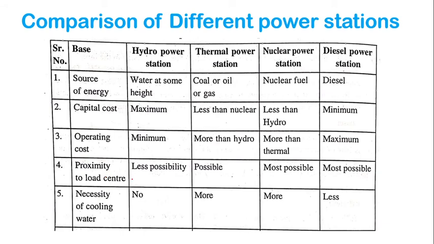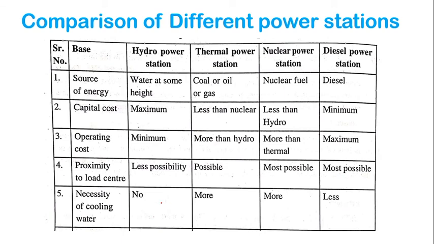Now, proximity to the load center: there is less possibility for hydro, because the size of the dam is very large and it requires a large catchment area, so we cannot locate our hydropower plant near the load center. Then after, for thermal power plant it is possible, and for nuclear it is most possible, and diesel is also most possible. So we can locate our diesel and nuclear power plants nearby the load centers.